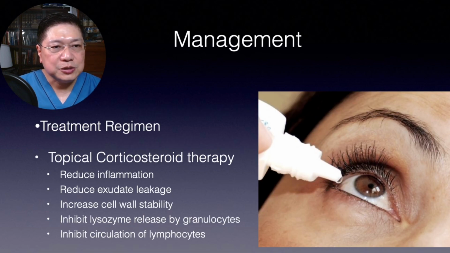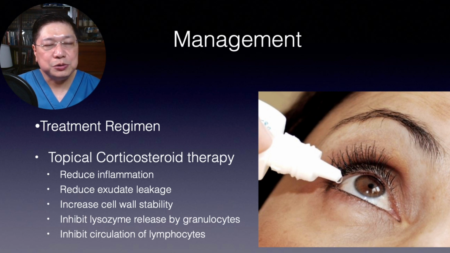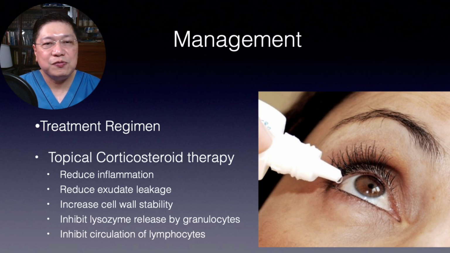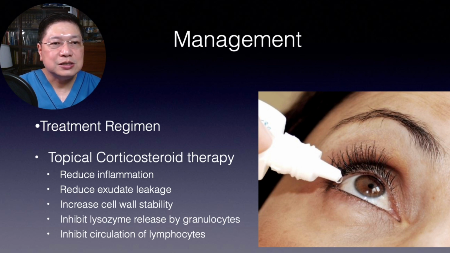The treatment is usually corticosteroids, which is designed to reduce inflammation, reduce the leakage, increase the cell wall stability, inhibit lysozyme release by the granulocytes, and inhibit circulation of lymphocytes. So the mainstay of uveitis treatment are steroid drops, sometimes tablets, sometimes injections, but more often than not, these are steroids.